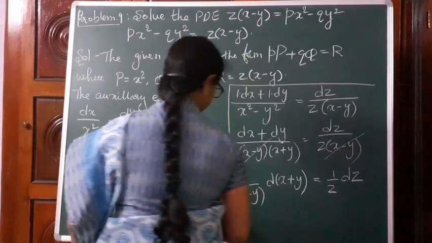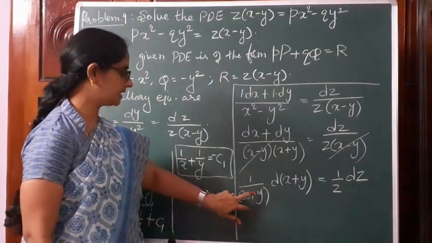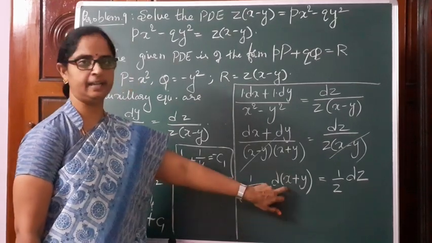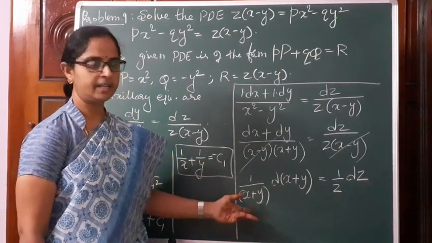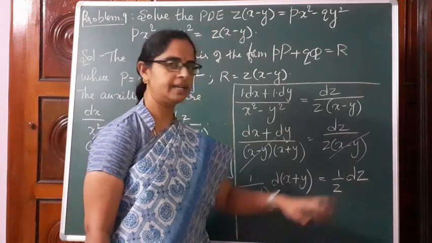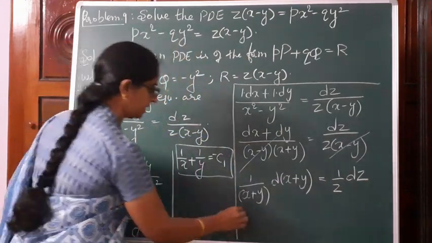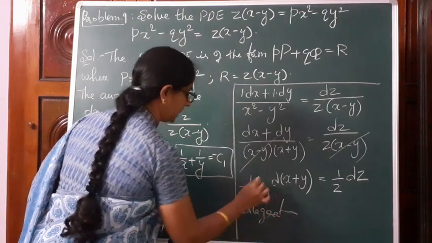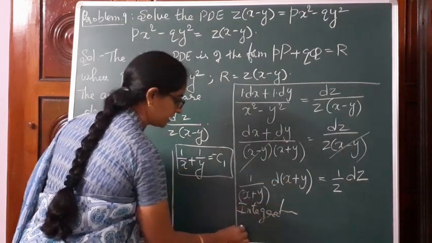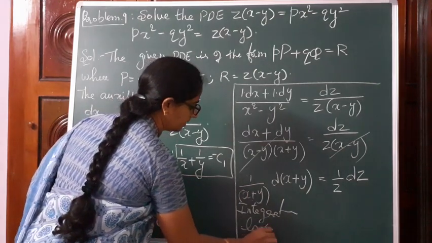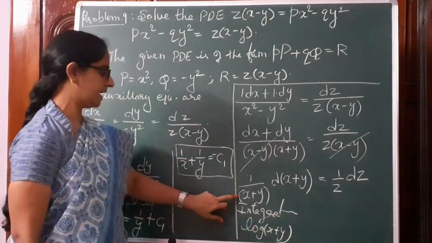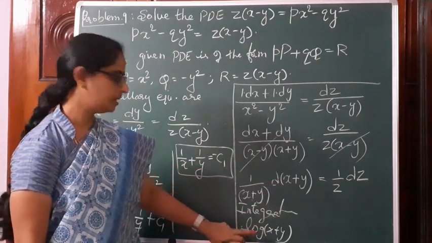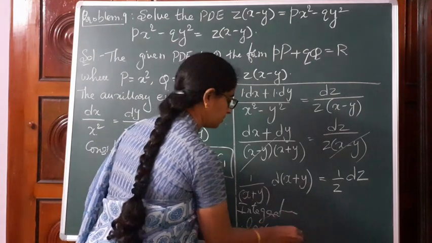So here 1 by x plus y into derivative of x plus y, that is, it is of the form 1 by t dt. Integral of 1 by t dt gives log t, and integral of 1 by z dz gives log z. So on integrating both sides, we get integral of 1 by x plus y into dx plus dy is log of x plus y. You can think of this x plus y as t. So this is 1 by t dt. Integral of 1 by t dt is log t is equal to log z.